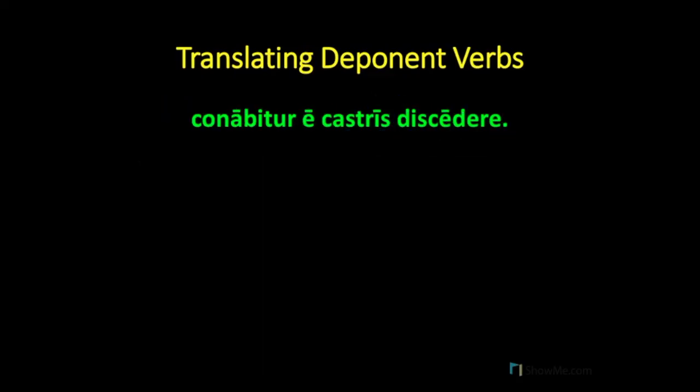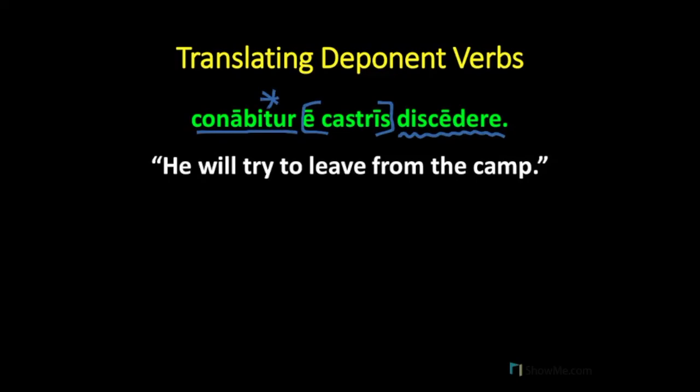Conabitur e castris discedere. Conabitur is our main verb, and discedere is an infinitive. E castris is a prepositional phrase. We have no stated subject, so our subject will have to come from the main verb. Remember that conor is a deponent verb that means to try. So we'll recognize that conabitur is a passive form in Latin, but we'll translate it in the active voice. This is, he will try, active voice, to leave, discedere, from the camp, e castris.